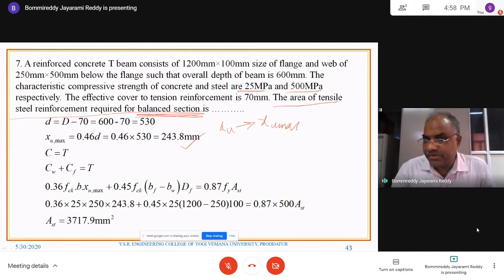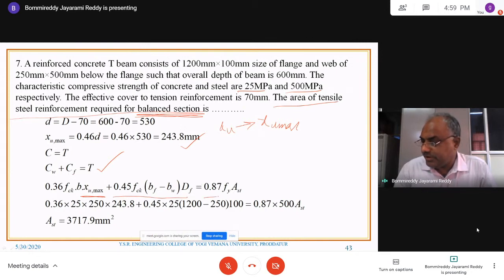And since it is a singly reinforced T-beam, CW plus CF equal to T. This is the equation that you know. Put CW in place of X, it is now XU maximum because it is a balanced section. And in place of CF, write the entire equation.